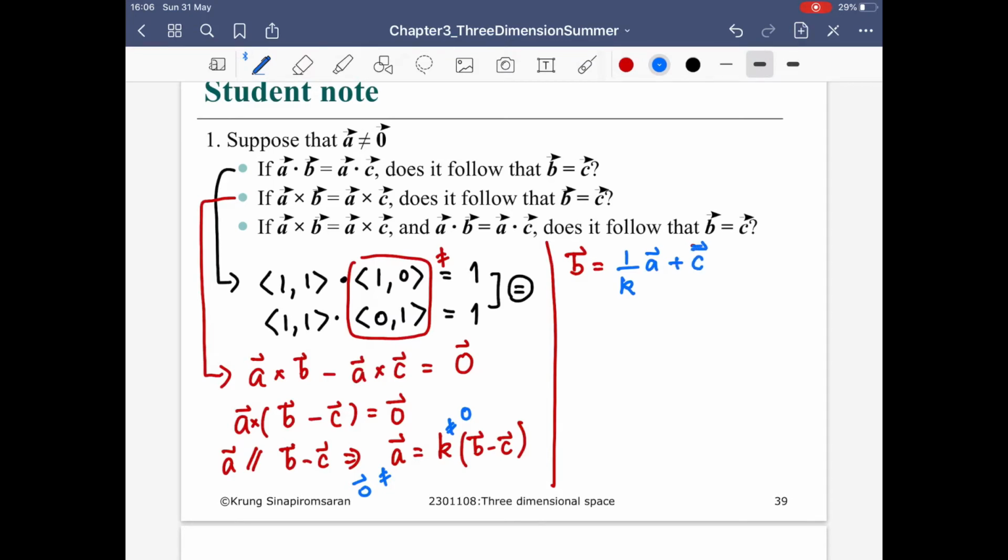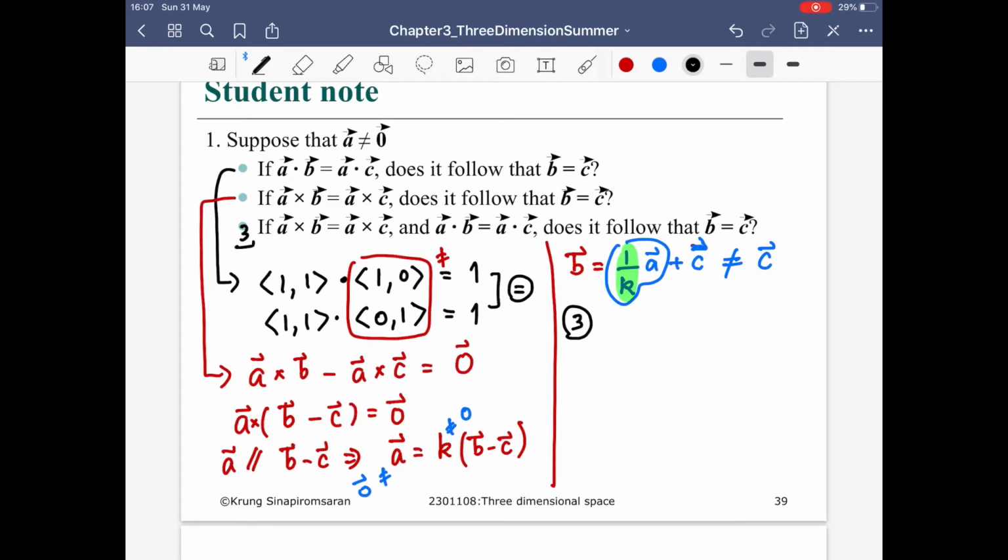If you look at it this way, you see immediately that because k is not 0 and A is not the zero vector, B is not exactly the same as vector C. But it will be C plus some vector in the same direction as A, with this factor 1 over k. Okay, this is the second problem. Now look at the third problem.